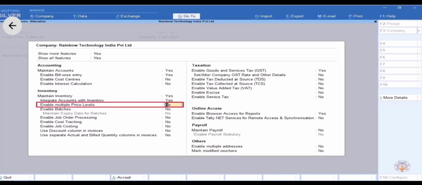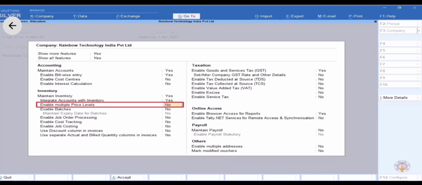Enable multiple price level. Price level means setting the price of the product at multiple price levels, that is, setting multiple prices for the same product. Generally, a business may set the price of a product differently for different types of customers. For example, a manufacturing company may set a selling rate of a product separately for wholesaler, retailer, and consumer.